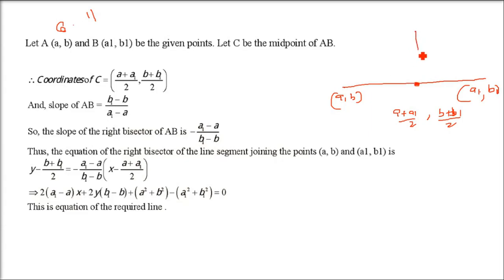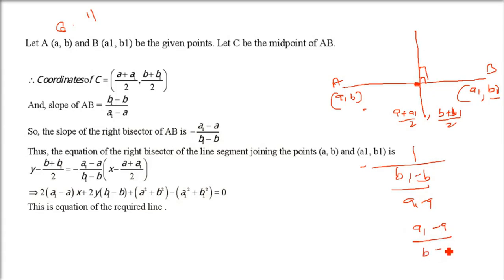Now find the equation of the right bisector. Right bisector means a perpendicular line which is also bisecting this line. This is 90 degrees. So the slope will be, because we know the slope of the original line, this is a and this is b. Slope of AB is (b1 minus b) by (a1 minus a). And what is the slope of the perpendicular line? Just put it below, minus 1. This will be negative (a1 minus a) by (b1 minus b). It's not b minus b, it's b1 minus b.